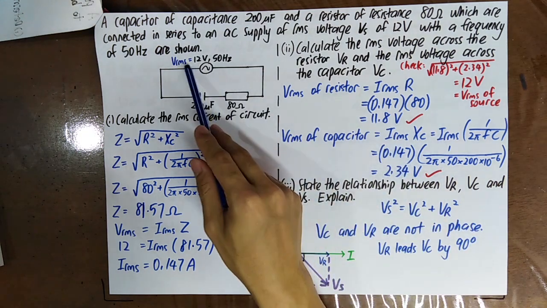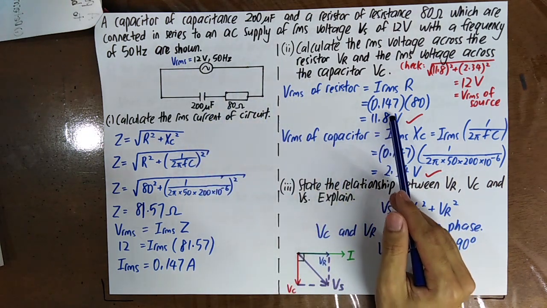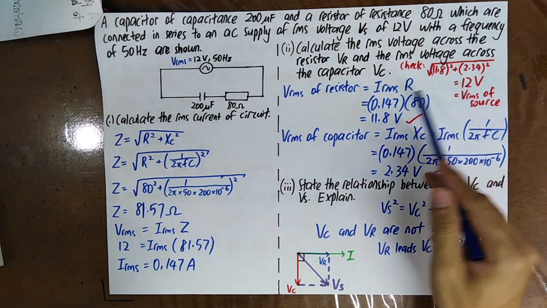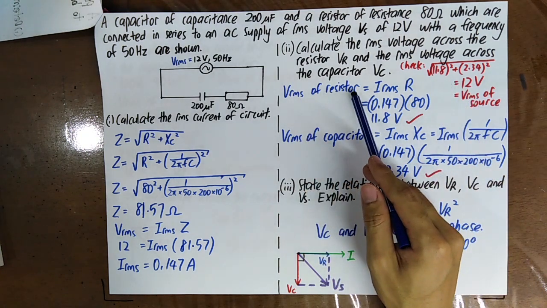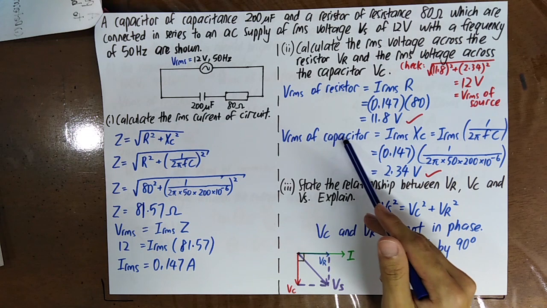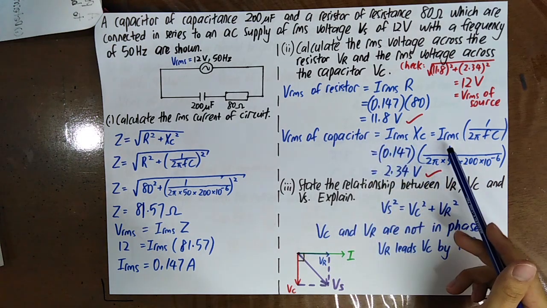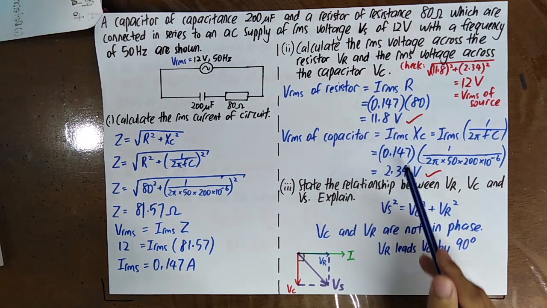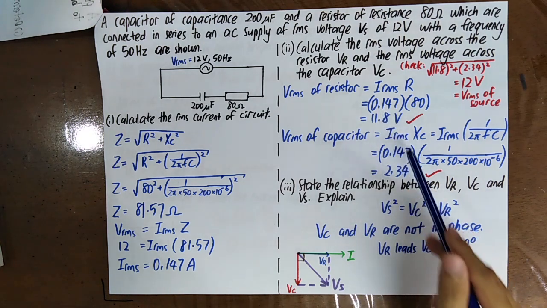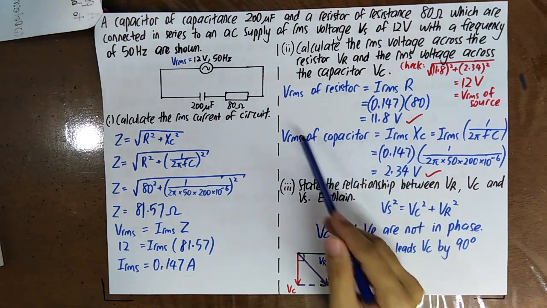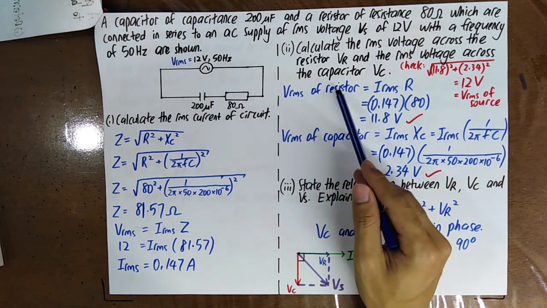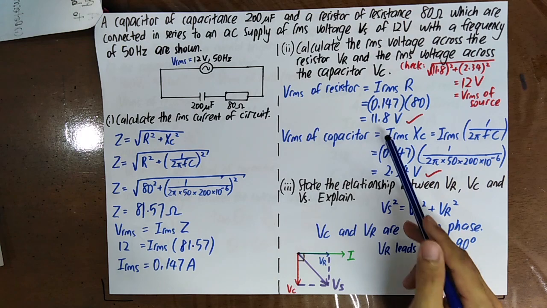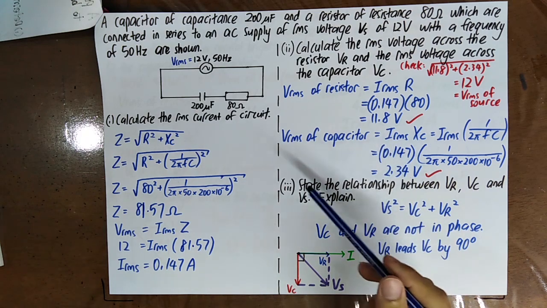That means that 12 is not equal to 11.8 plus 2.34, because the VRMS of the resistor and the VRMS of the capacitor are not in phase. When they are in phase, then only you can straight away add them up, but they are not in phase. In fact, the root mean square voltage of the resistor leads the root mean square voltage of the capacitor by 90 degrees.